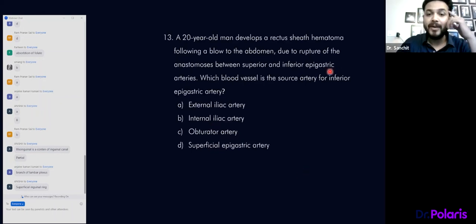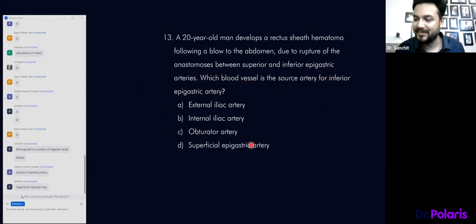Now, a 20-year-old man develops a rectus sheath hematoma. So this has already been taught to you before. Rectus sheath has a hematoma because there was a blow to the abdomen from the anterior side, and it led to a rupture between an anastomosis of superior and inferior epigastric arteries. So there is a superior epigastric artery, there is an inferior epigastric artery, and it ruptured the anastomosis. Which blood vessel is the source artery for inferior epigastric artery?